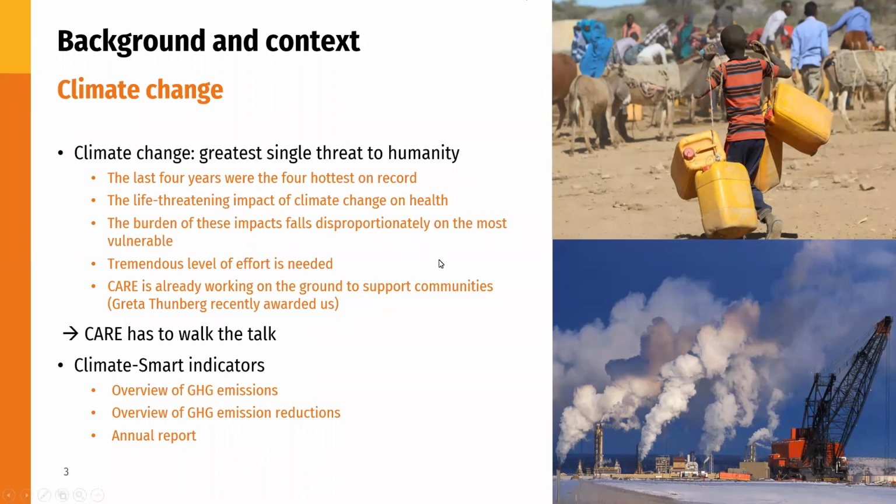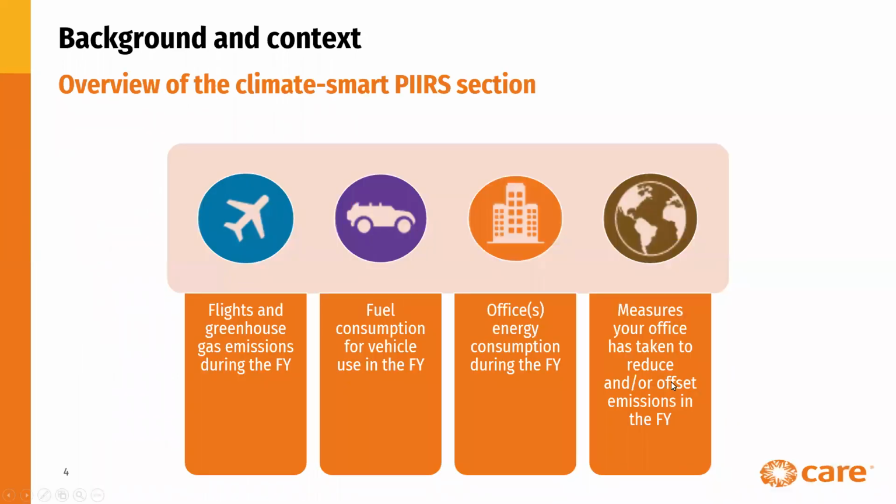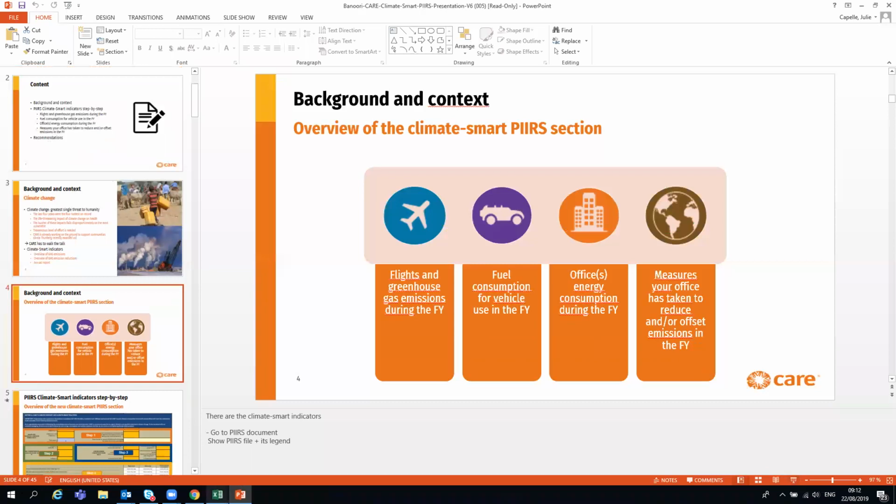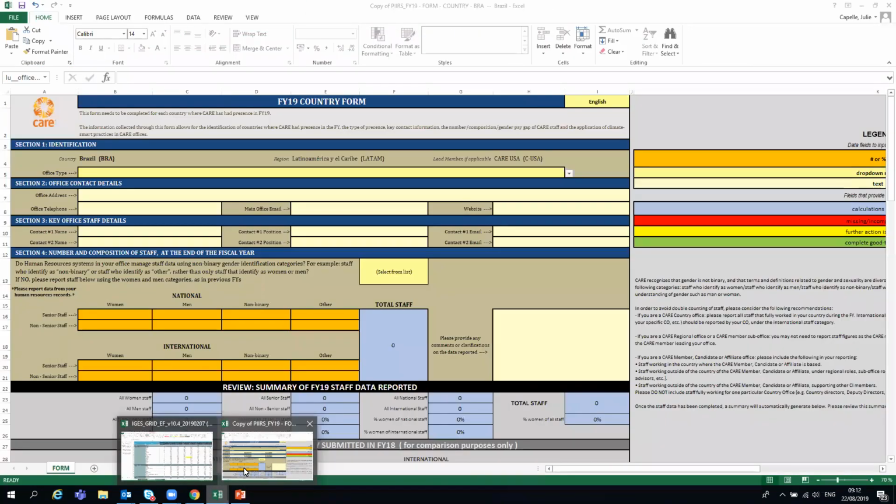So, moving on to a quick overview of the new Climate Smart PIIRS section. Four elements constitute this new PIIRS section. We'll be looking into the flights and greenhouse gas emissions during the fiscal year, the fuel consumption for vehicle use during the fiscal year, the office energy consumption during the fiscal year, as well as the measures your office has taken to reduce and/or offset emissions in the fiscal year. So to show you what the PIIRS document looks like, we will now move quickly out of the presentation and to the PIIRS document.